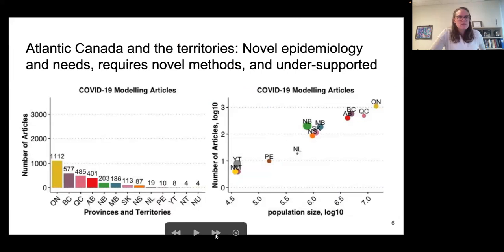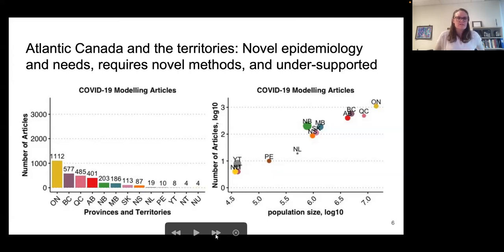And so I would argue that Atlantic Canada and the territories have novel epidemiology. They also have novel needs in terms of the questions that they're going to be asking during a pandemic. The approach to modeling these regions needs to be, we need to develop novel methods, which I'll try to show during this talk. And in addition, I think these regions have perhaps been under-supported with modeling.